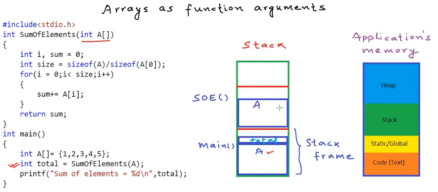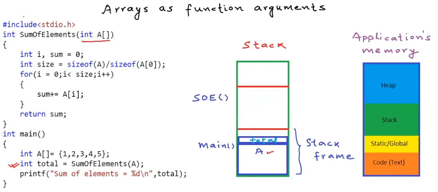So we would have another array named A taking 20 bytes in the stack frame of sum of elements, and it would have the same elements as the array A in the calling function main. But actually this doesn't happen. When the compiler sees an array as a function argument, it does not copy the whole array.